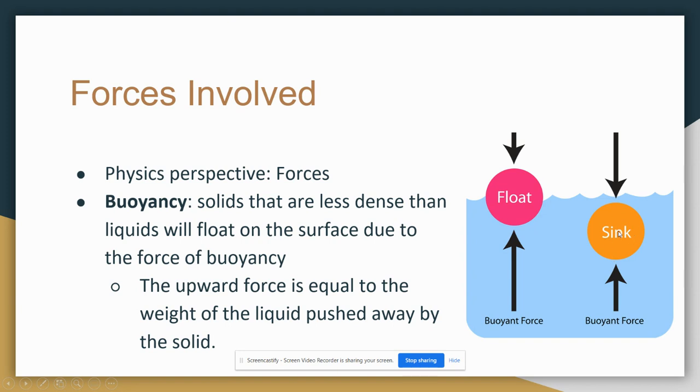Now, a sinking object still has a buoyancy force, but that buoyant force is lower than the force of gravity. That's why it sinks. So it's important to notice.